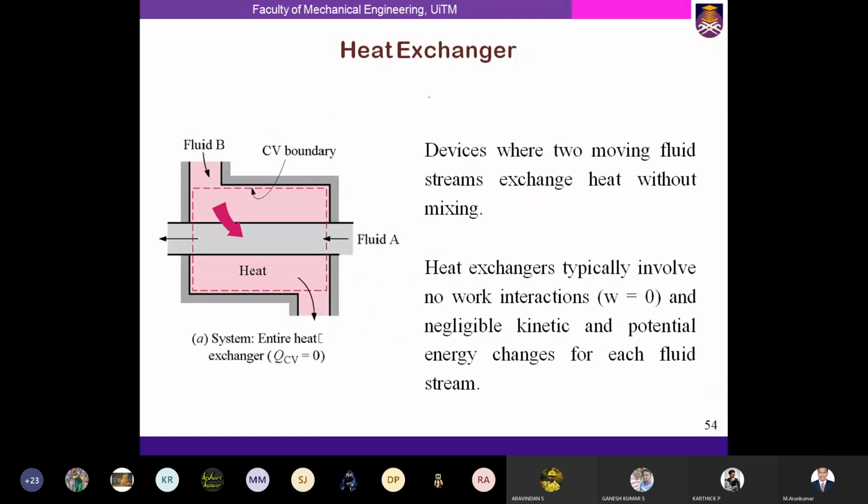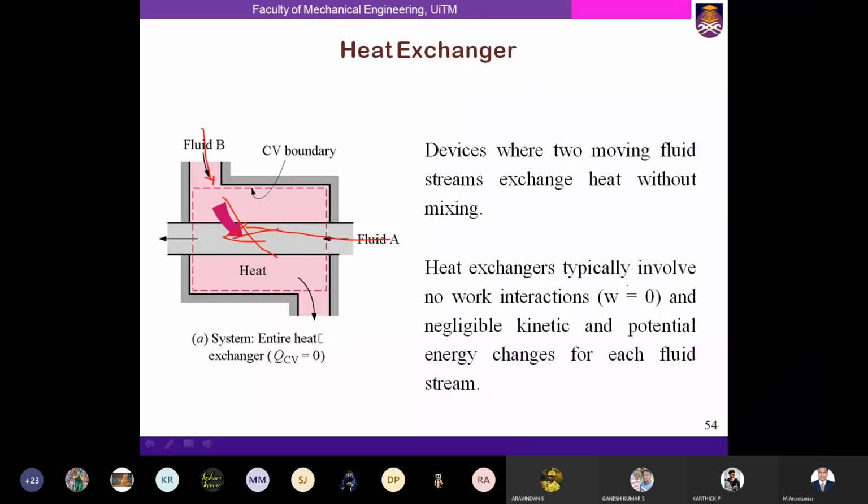Then also we have the heat exchanger. So the fluid flow will be there. We will pass some cold fluid in this, and we will pass some hot fluid in this. So there will be heat exchange between these two fluids. A heat exchanger is a device where 2 moving fluid streams exchange heat without mixing. So there is no mixing of these 2 streams.